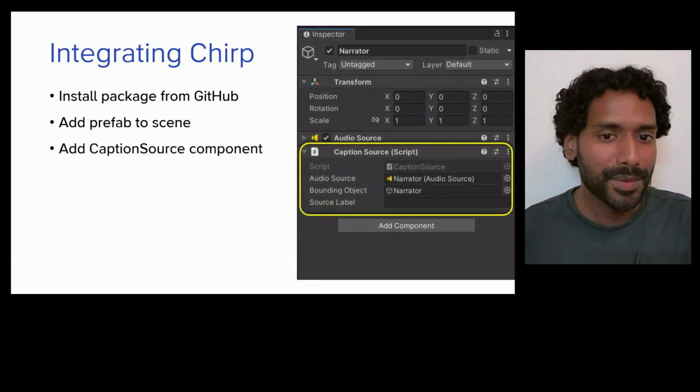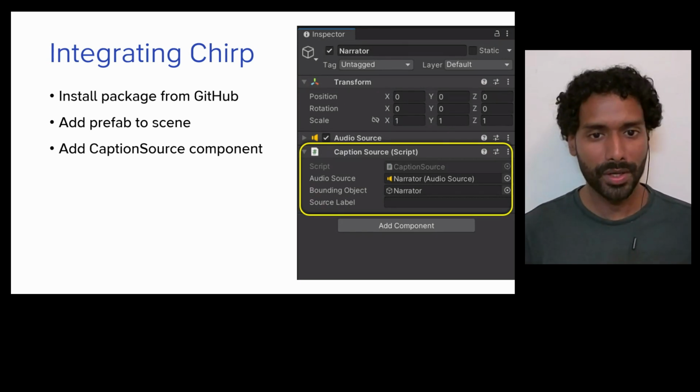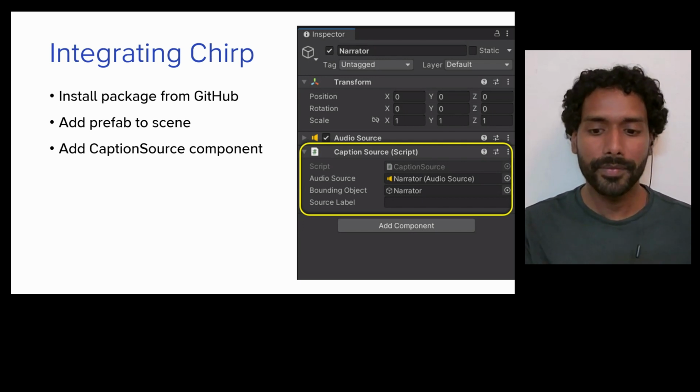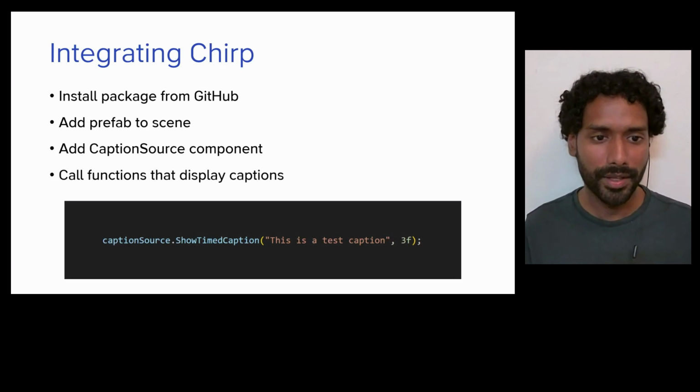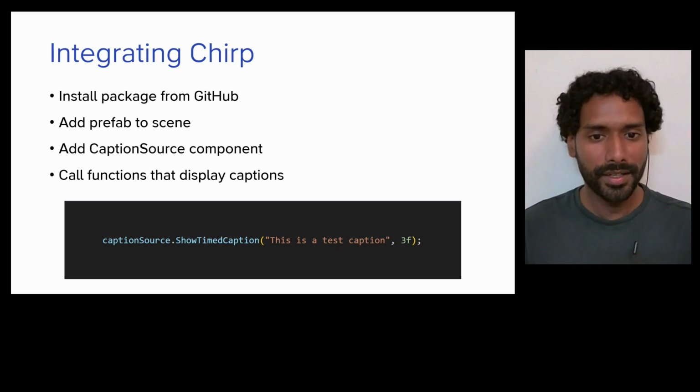Then you can add a caption source script or component to whatever object you want to have captions. So if there's a speaker with dialogue, then you can add a caption source component to them. And finally, you can call some functions on that caption source. This is a simple example of a function where you can show this text for 3 seconds.